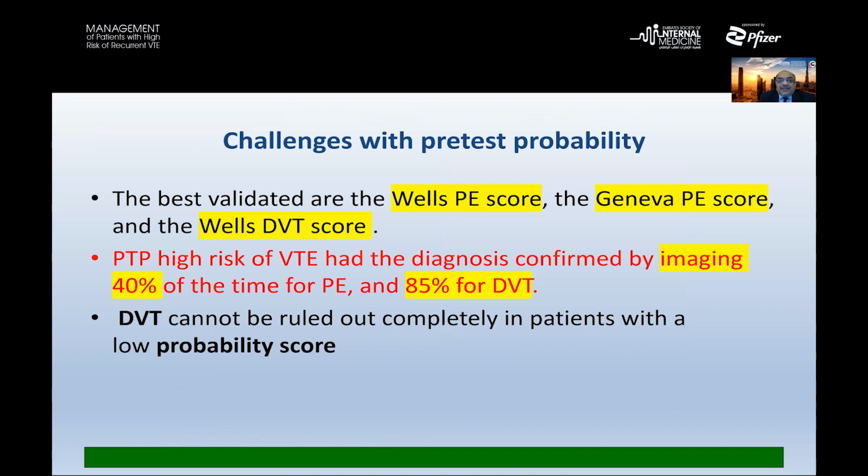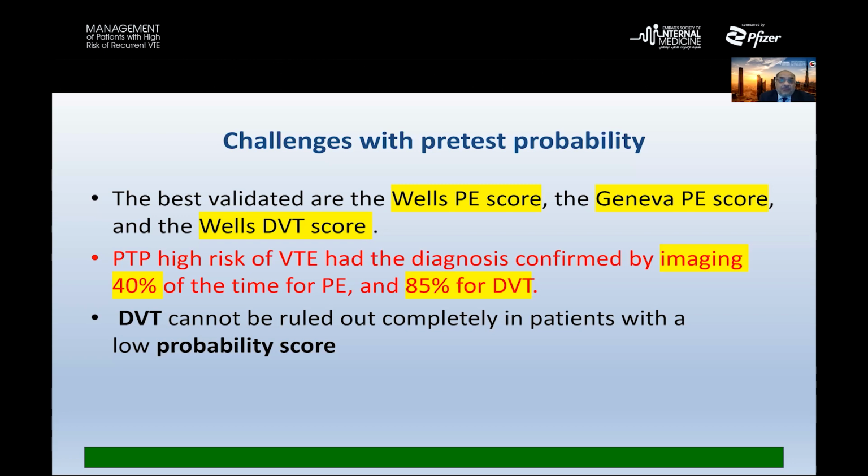The problem with pre-test probability is that high-risk VTE is confirmed by imaging only 40% of the time for PE. So this is again a problem. We are using VQ scans and CT angios. Our pre-test probability is high, but if I do 100 tests, only 40% will be positive for PE. 60% of the time, I'm exposing the patient to CTs, VQs, and other investigations unnecessarily. For DVT, I'm more sure: 85% of the time a high probability will be confirmed. But 60% of high probabilities coming back negative is a challenge.